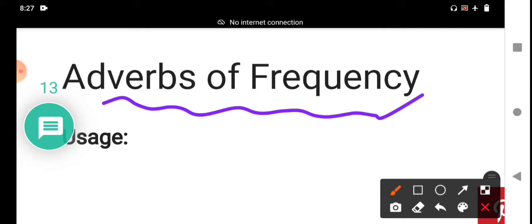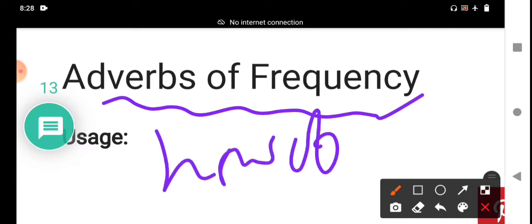Adverb of frequency. What is the adverb of frequency? What is the definition? It shows how often. Often, the T is silent. How often the action has happened. How did it happen? What is the way? What is the process? Adverb of frequency: how often the action has happened.